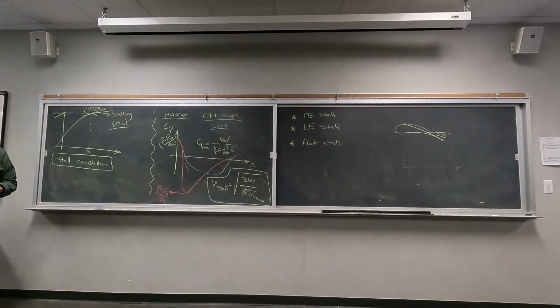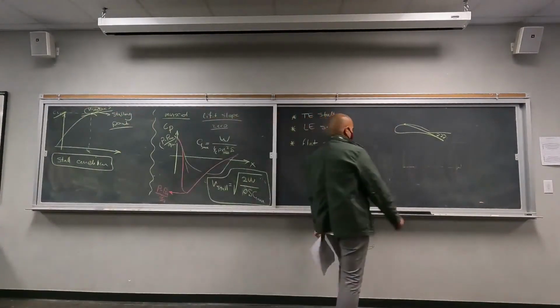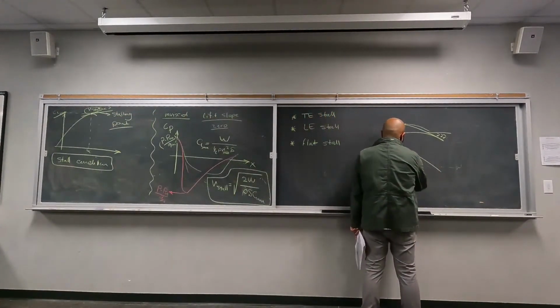So based on this explanation for the trailing edge stall, what is the leading edge stall? The flow separation starts from the leading edge. That's true. Okay?